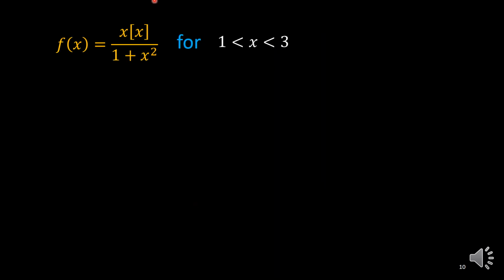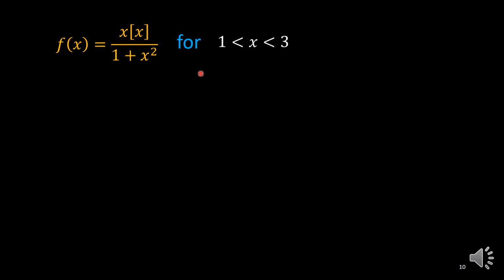Now we'll look at our problem. This is the function given: f of x equals x times the greatest integer function of x, upon 1 plus x square. But we need to calculate this function only for x within the interval 1 to 3. Now in this interval you can see there is one integer, that is 2. So we can consider two intervals: one is 1 to 2, another one is 2 to 3. Thus we can have two values for the greatest integer of x.